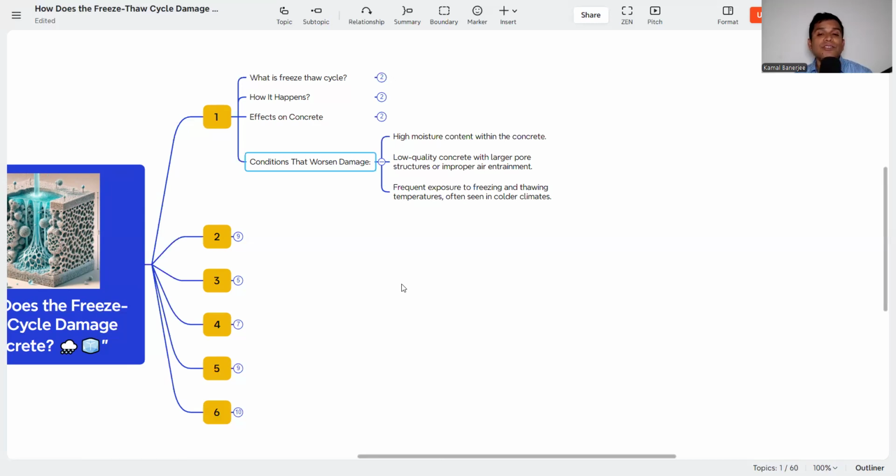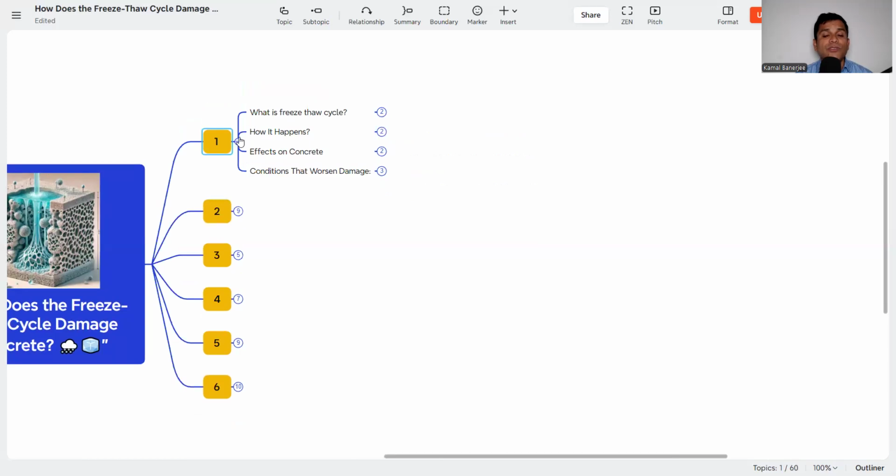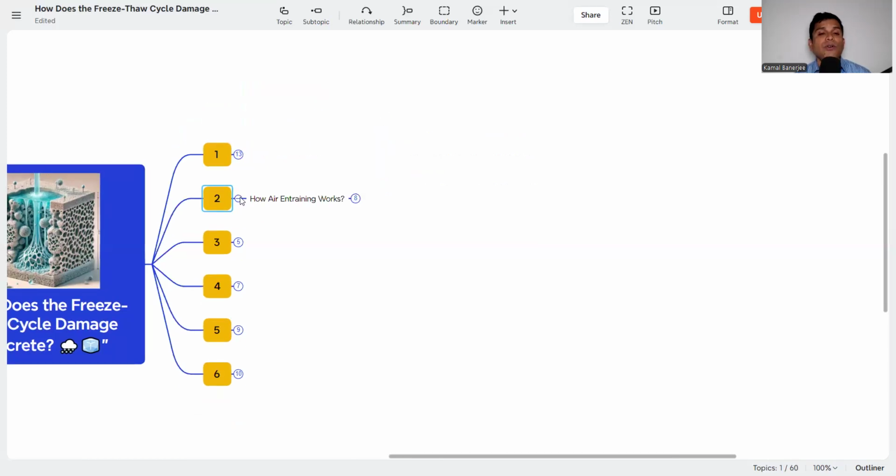And then frequent exposure to freezing and thawing temperatures, often in a colder climate, that is also a problem. So these are the things about the freeze cycle. In the next section we will go into how air entraining works. Now we will understand that the water in the pores inside the concrete, when it becomes ice and again becomes water, in between this volume increase, stress and cracks are generated. So these affect the concrete durability and the strength.